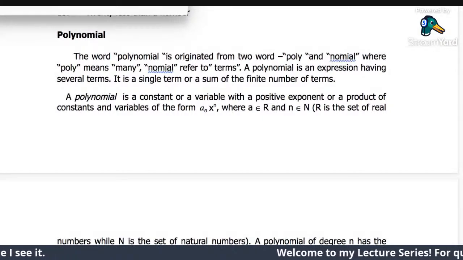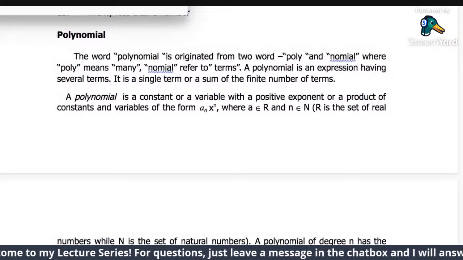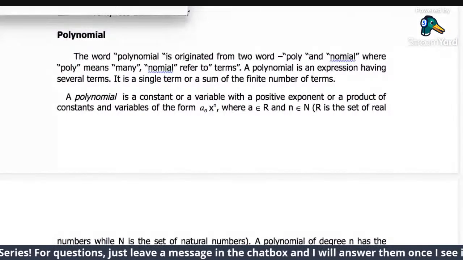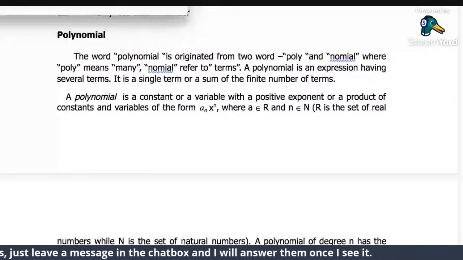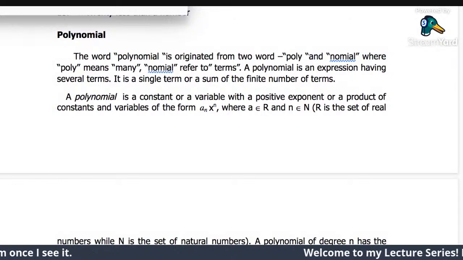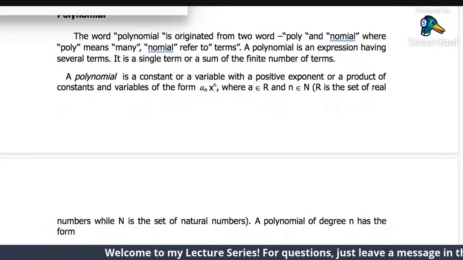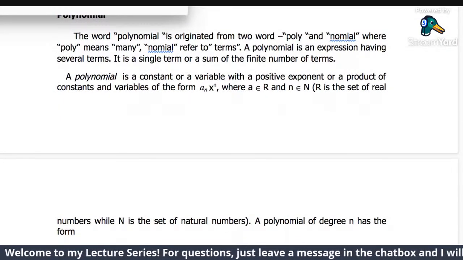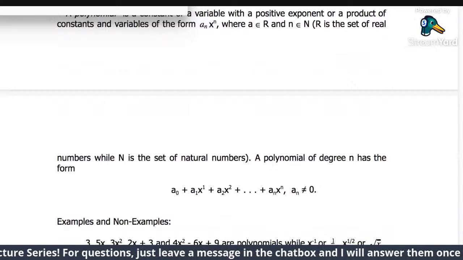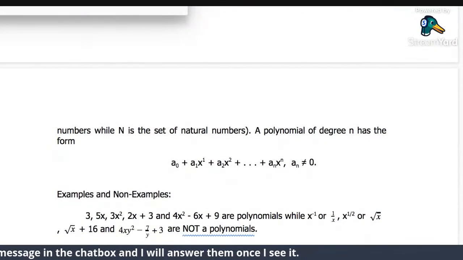Okay. A polynomial is a constant or a variable with a positive exponent or a product of constants and variables of the form a sub n x to the n, where a is a subset of the real numbers and n, which is the exponent, is a subset of the natural numbers. Okay. I think we discussed natural numbers. These are your counting numbers, which usually begin with 1. Okay, so here it says R is a set of real numbers while n is a set of natural numbers.